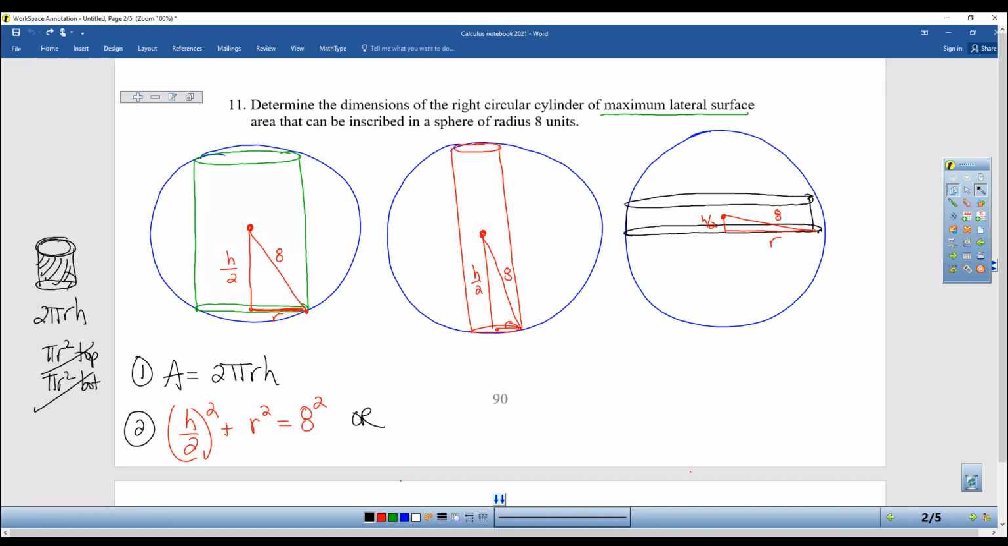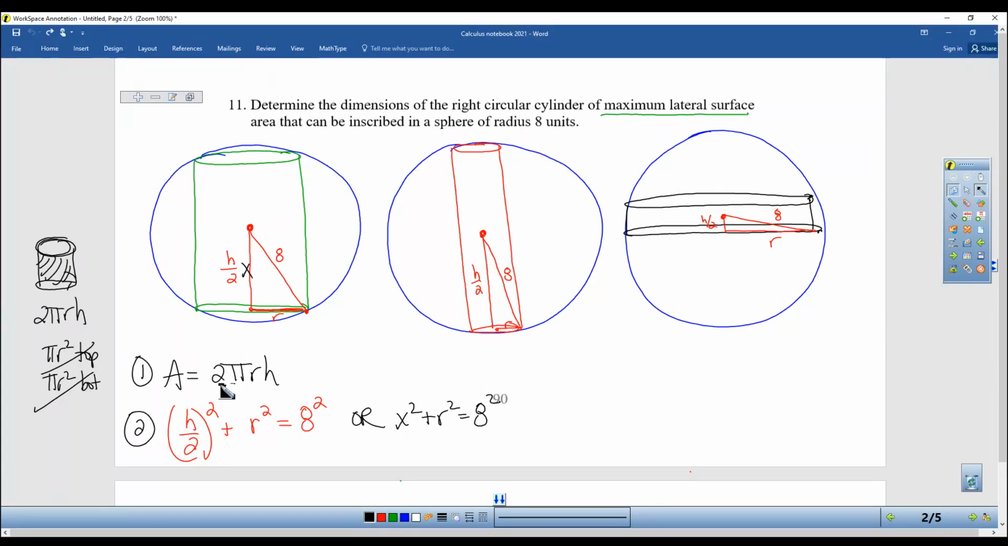Or you could just call this x. X squared plus r squared is equal to 8 squared. But then when you were all done and it said find the dimensions of the cylinder, you would have to remember that the height is actually going to be twice x. But at least you would be doing the whole problem without a fraction, which could be nice.